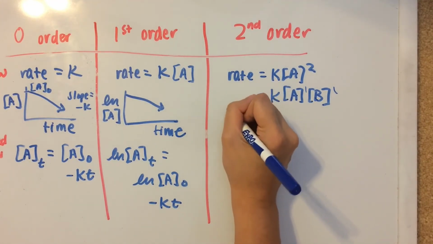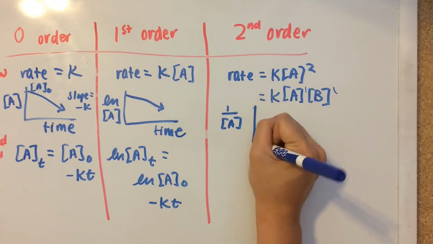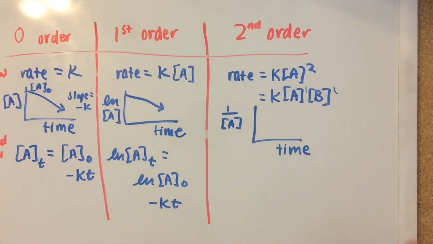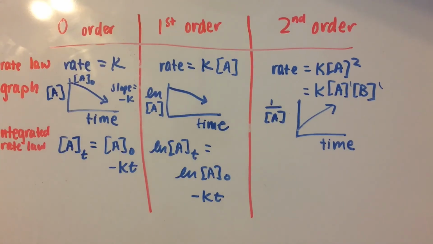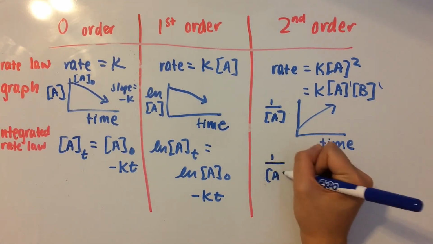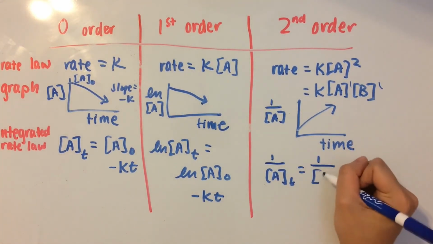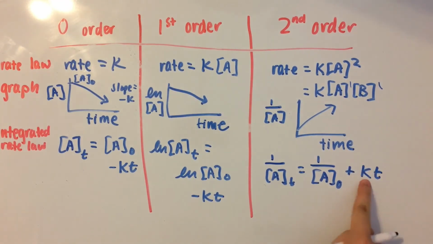Now the graph looks like this, with the reciprocal of the concentration of A on the y-axis and time on the x-axis still. But this one is going to have a positive slope. And then the integrated rate law is going to be 1 over concentration of A at any specific time equals 1 over initial concentration plus kt. And this is going to be positive because we now have a positive slope.